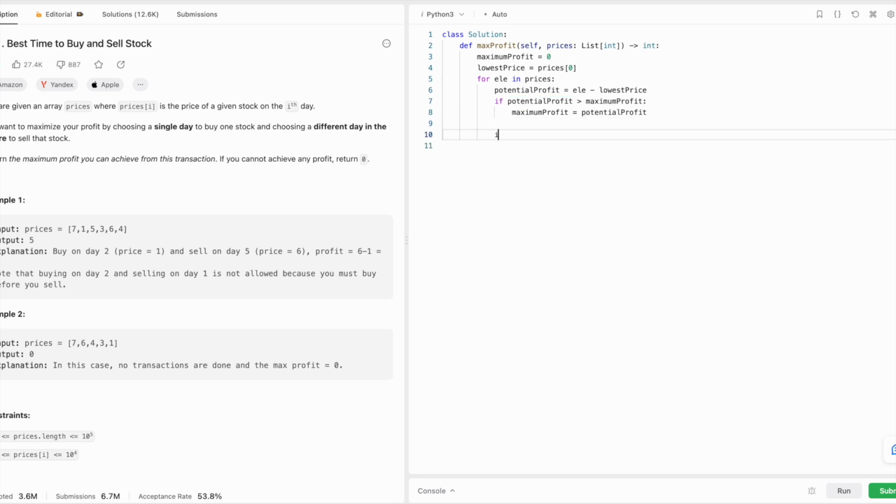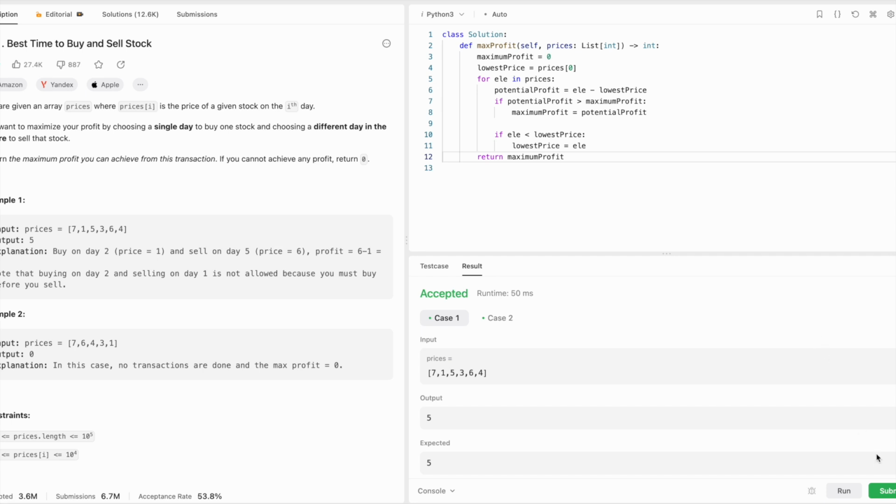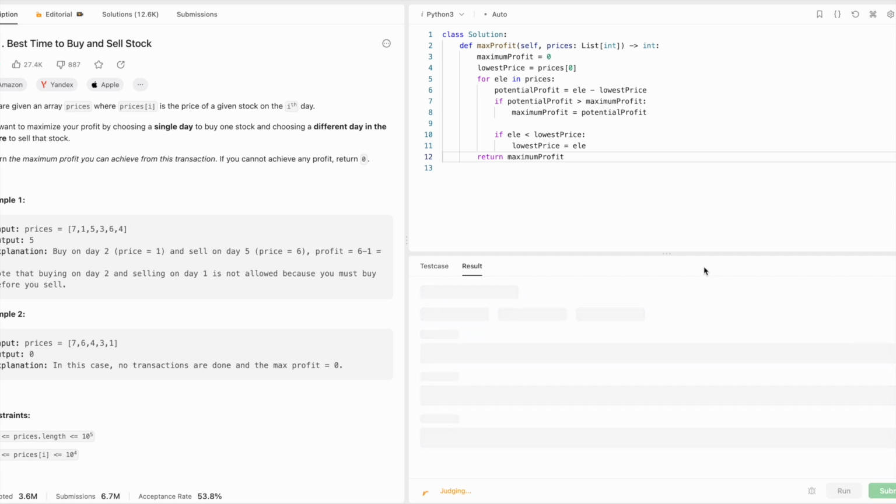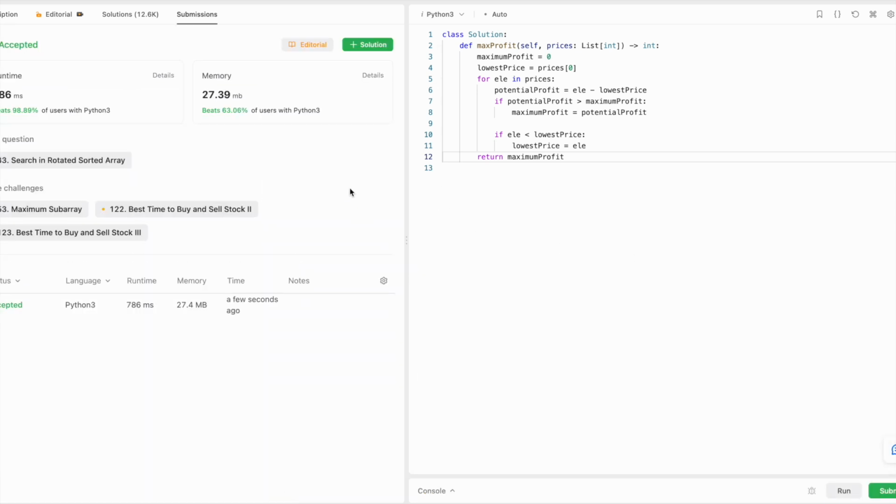And also we're going to update the lowest price, to tell us the best time to buy so far. So if the element is less than the lowest price, then we're going to update our lowest price. And we're going to return the maximum profit. Okay, so let's run it and see if we get accepted results. Yep. And submit. As you can see, got it.